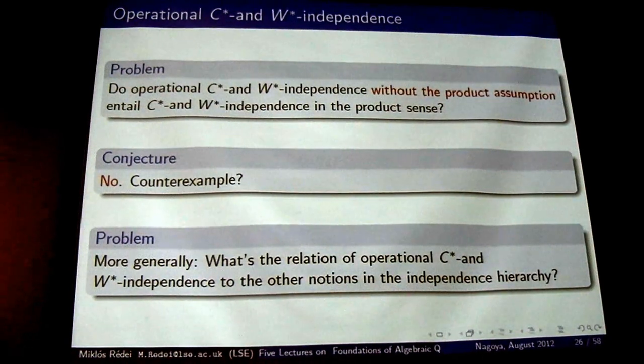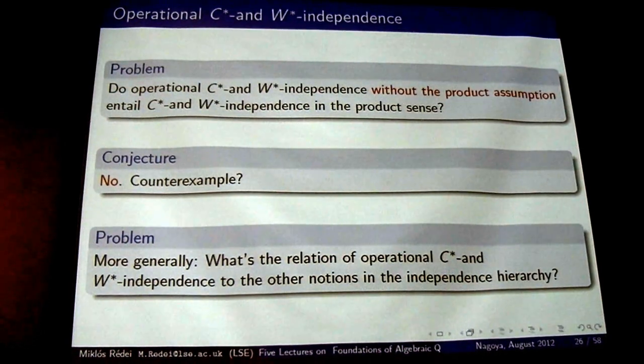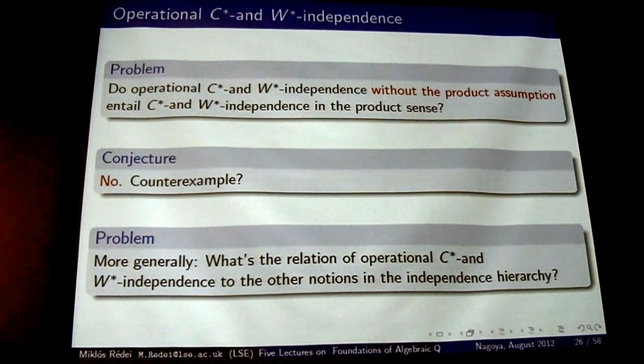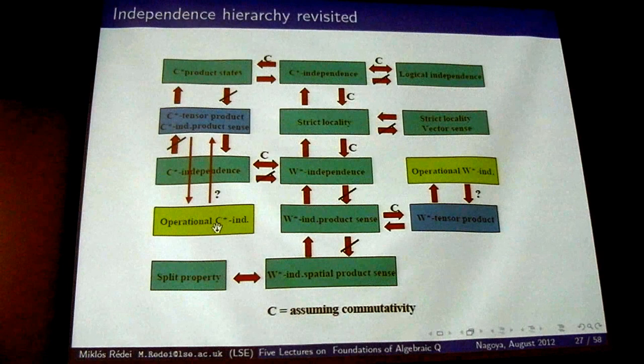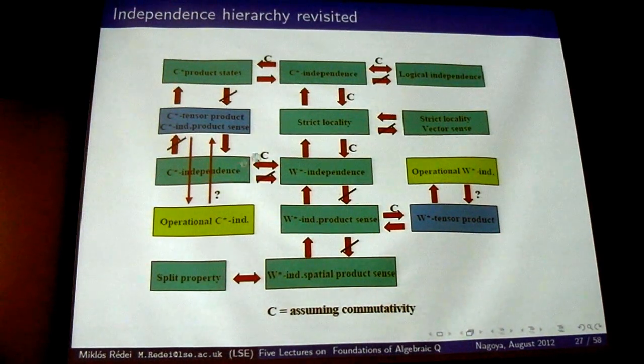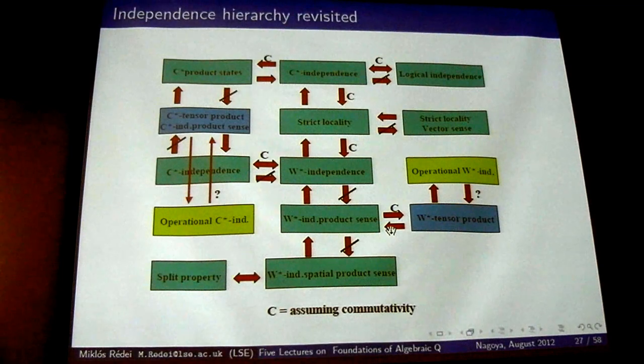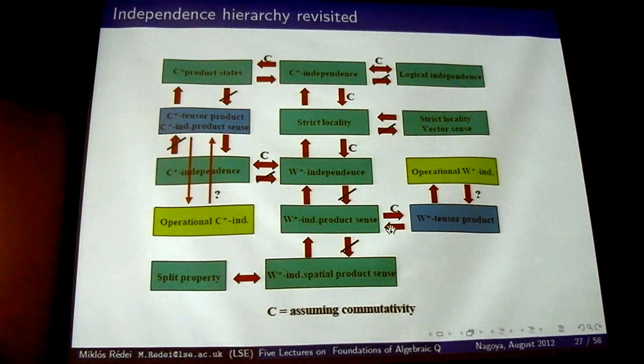More generally, what is the relation of the operational C-star and W-star independence to the other notions of the independence hierarchy? Nothing has been done in that connection. You might ask all sorts of questions about the relationship, and this has not been done. So here is the hierarchy again, with the insertion of operational W-star independence and operational C-star independence here. And you might want to ask about the other arrows, which are missing here.